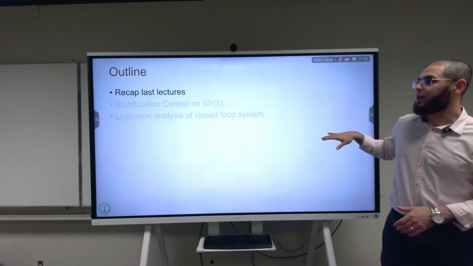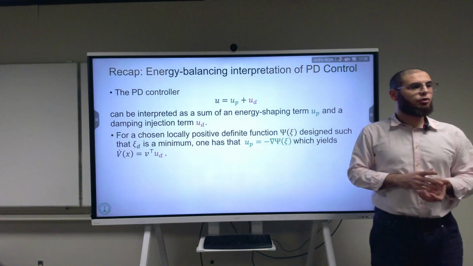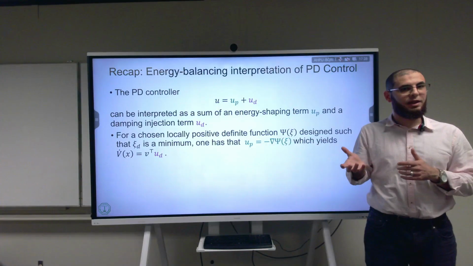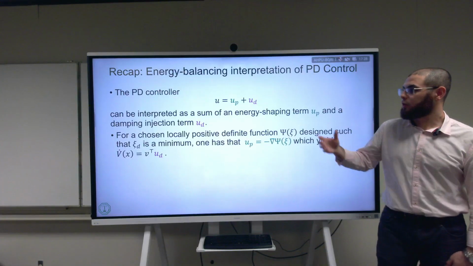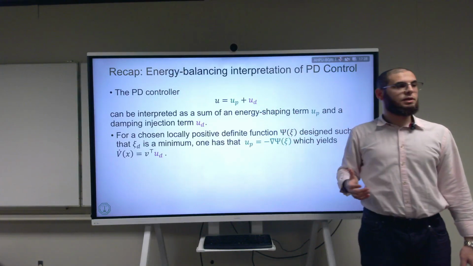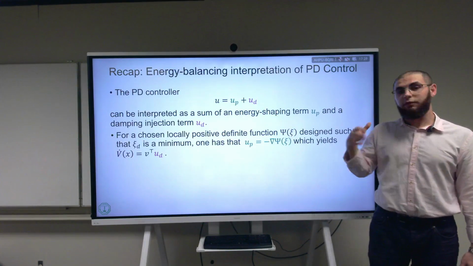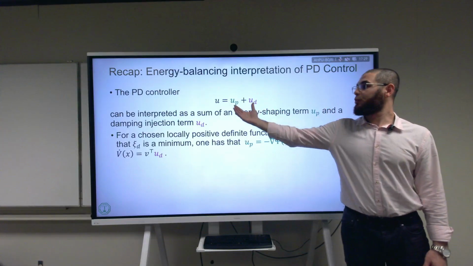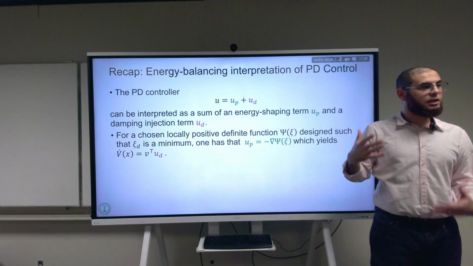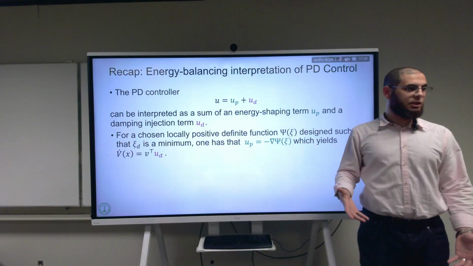So let's start with a recap. As usual, today we're going to be looking at designing a controller for rigid body dynamics on SO3, so for a rotating rigid body. And the controller will have two terms, a proportional term and a derivative term, so essentially it's just a PD controller. However, in order to design it, we're going to be interpreting it as that the potential term actually is doing something like energy shaping, and the damping term is damping injection to the system.